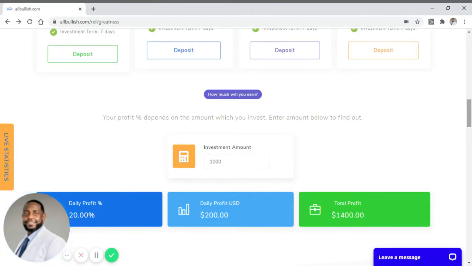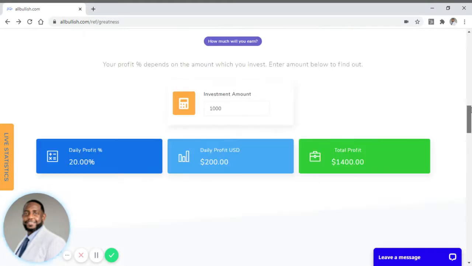So let's say if you were going to invest $1,000, as you see in this calculator here, your daily profit percentage will be 20%, which means they're going to pay you $200 per day. And then your total profit will be $1,400. So your principal was returned as they were paying you your daily pay, right? So I think that's phenomenal that I can put $1,000 into an account, and in 7 days, that $1,000 turns into $1,400 for me. That's absolutely incredible right there for me.